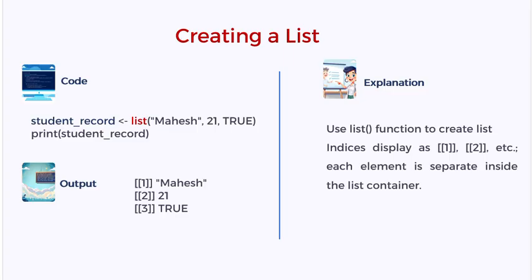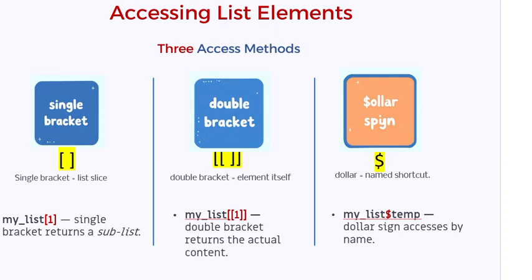Let me continue with how to access the list elements. After creating the list, as I told earlier, it can be accessed with the concept of indexing or by using the name. Apart from this, these are the three accessing methods: you can use a single bracket, a double bracket, or a dollar sign, where the single bracket will fetch the list slice, the double bracket will fetch the element itself, and the dollar sign is the name shortcut. You can see the example here of how to use it.